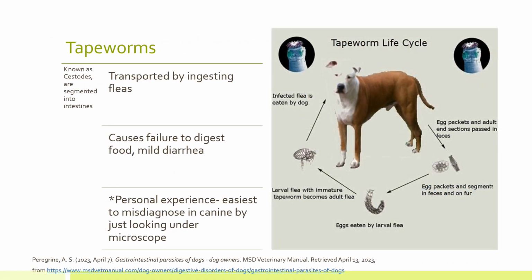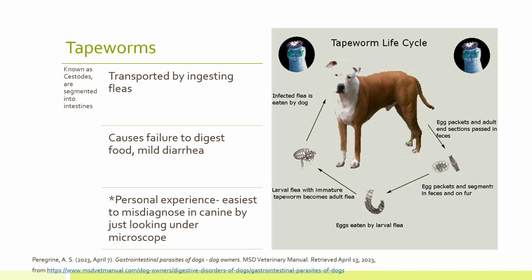Another type of parasite that we see in canines is tapeworm. These are transported by ingesting fleas. These cause failure to digest food, mild diarrhea, and sometimes even vomiting as well.